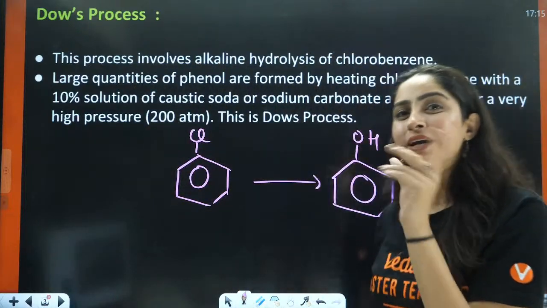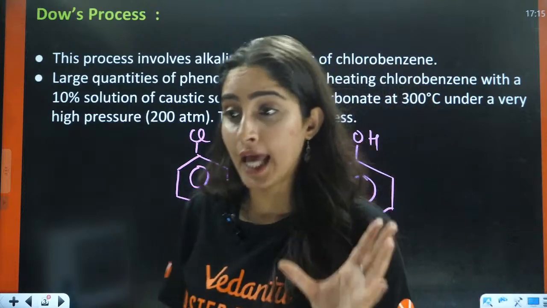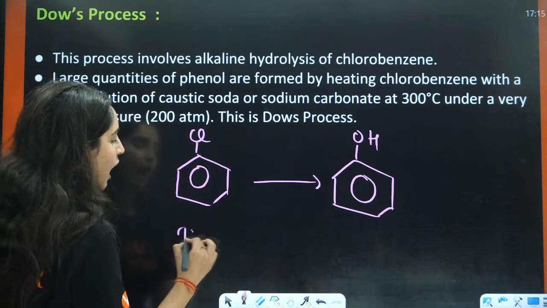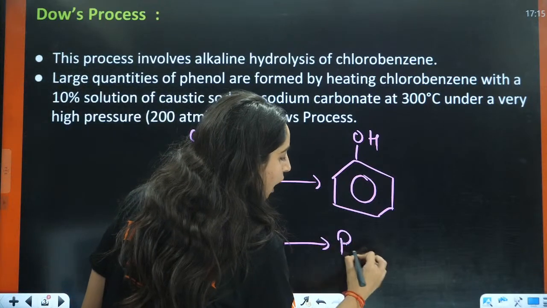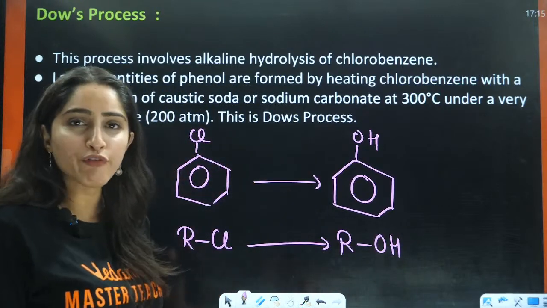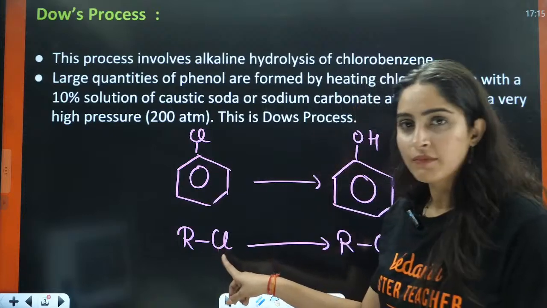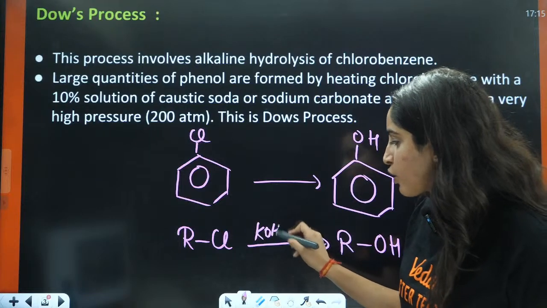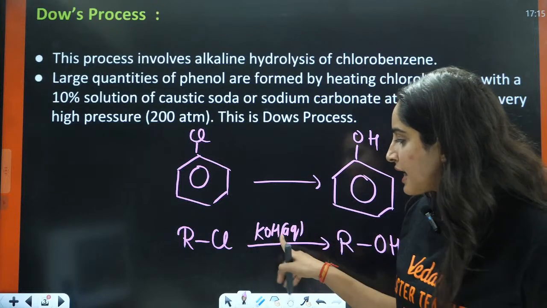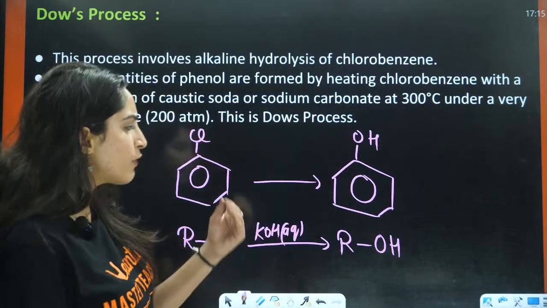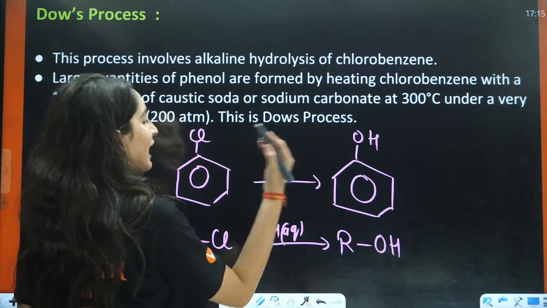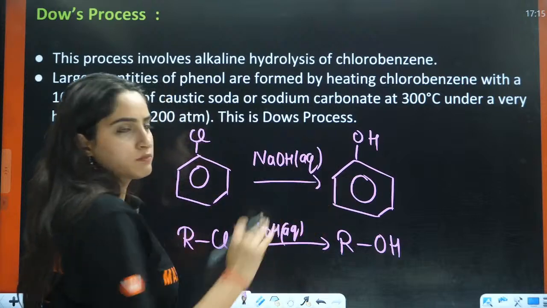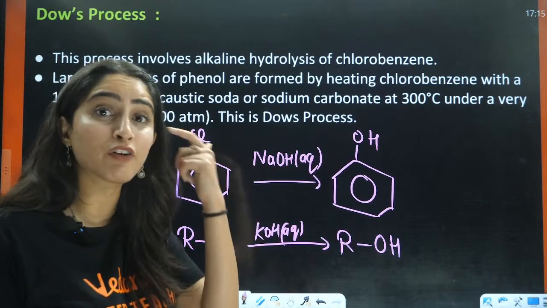So we did one reaction in haloalkanes and haloarenes: if you have RCl and you want to convert it into ROH, that is, substitute chlorine with OH, you just give it some base like KOH or NaOH in aqueous medium, and this Cl will be replaced by the OH. We can do the same thing here: add NaOH or KOH in aqueous medium. This is the first thing that will come to your mind.